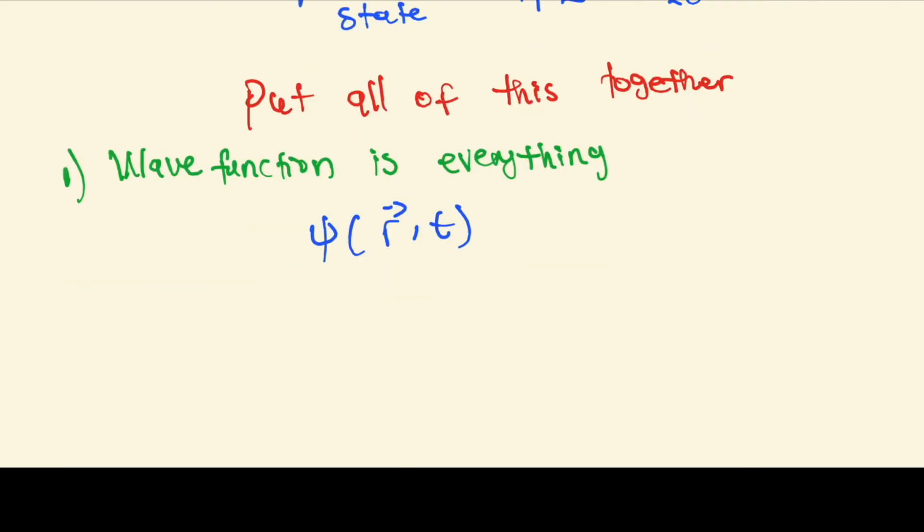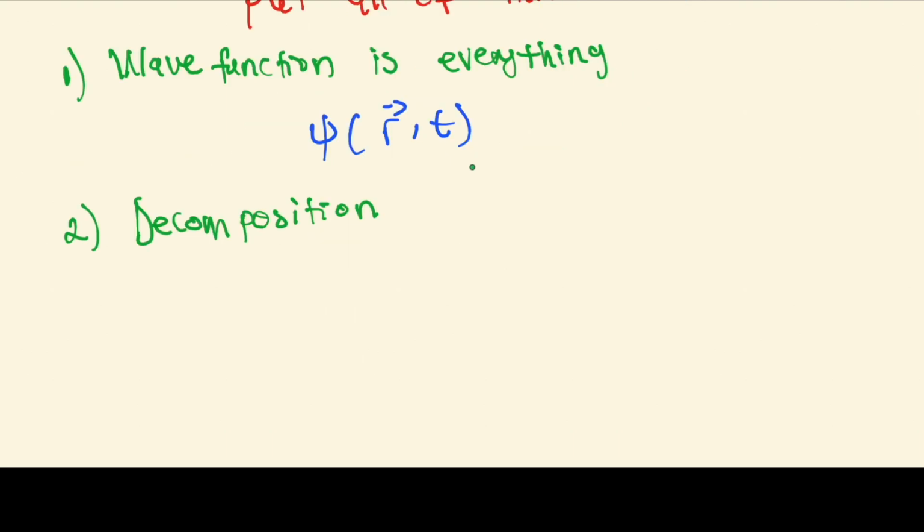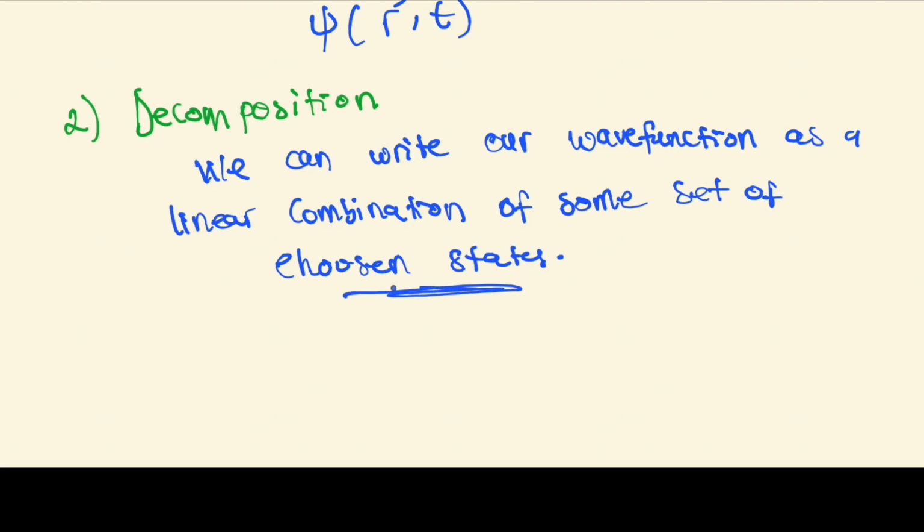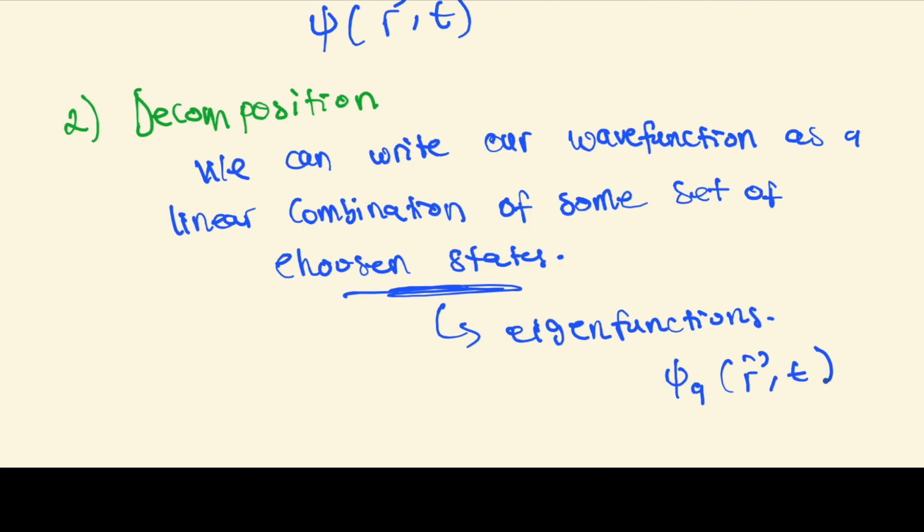Now, the second postulate that I'd like to talk about is related to decomposition. We can write our wave function as a linear combination of some set of chosen states. These chosen states are usually referred to as eigenfunctions, and we can represent them as, say, psi sub a, maybe also as a function of position and time. Just like we can write a coordinate in terms of the x, y, and z axes, we can represent our wave function as a linear combination of these eigenfunctions.